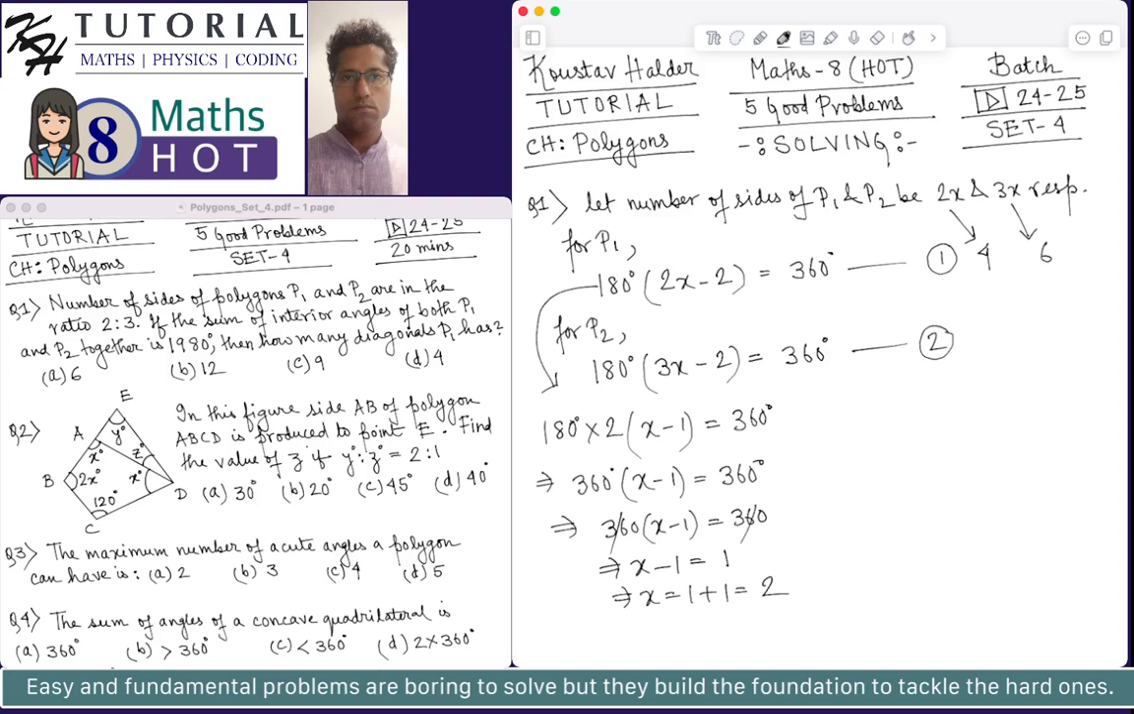And so if the number of sides of P2 is 6, we can easily find the number of diagonals. But I am wondering why it is given that the sum of interior angles of both P1 and P2 is 1980 degree. We are not using that information. Anyway, let's see.